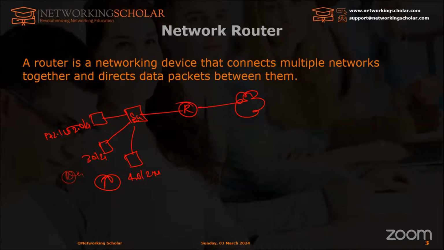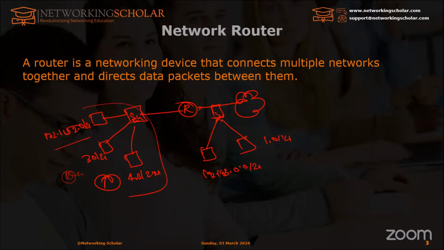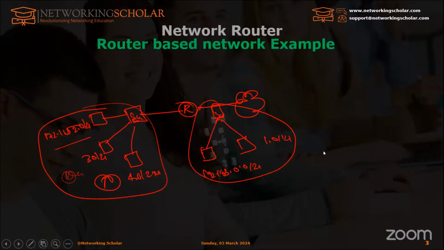So router, what it will do, for example, here there is also a switch connected, and one more network, or two or more networks are there, that is 192.168.0.0/24 and 1.0/24. So what it will do, it will allow us to create that kind of network where this user can communicate with that kind of user. Okay. So because of that reason, we are using a router. So how does it look like?